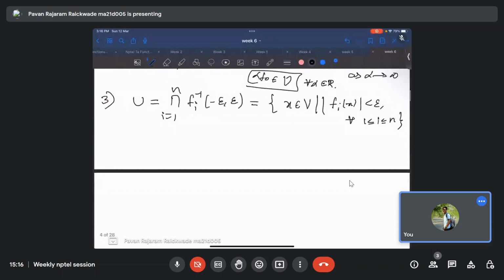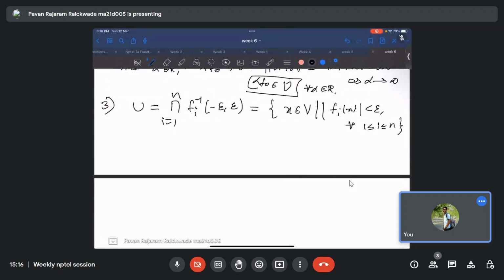Now, I want to show that U is unbounded. So now I'll take W to be the set of all x belonging to V such that f_i of x is equal to 0 for all 1 ≤ i ≤ n. So this W is contained in U.